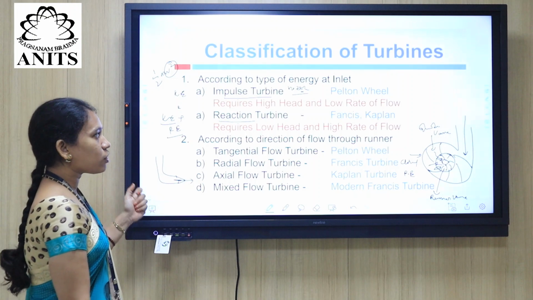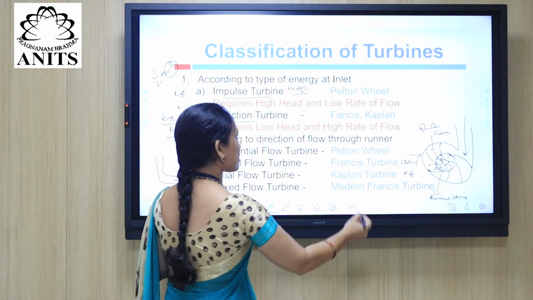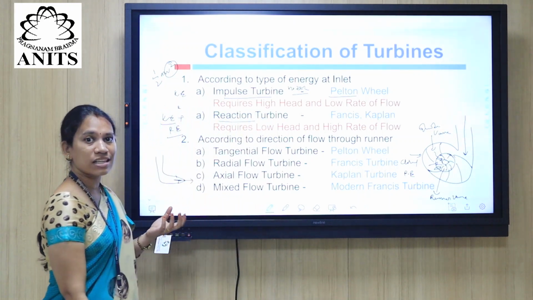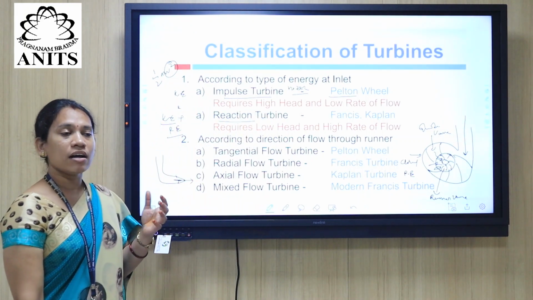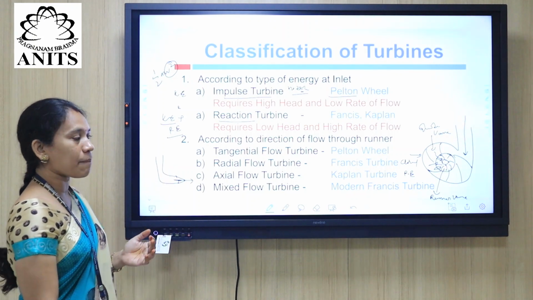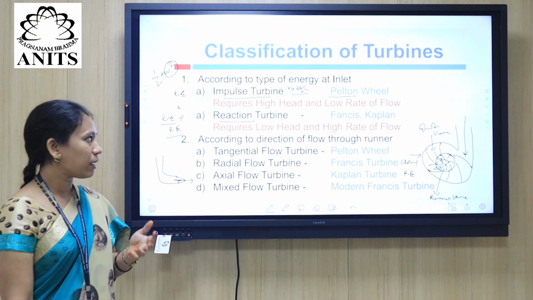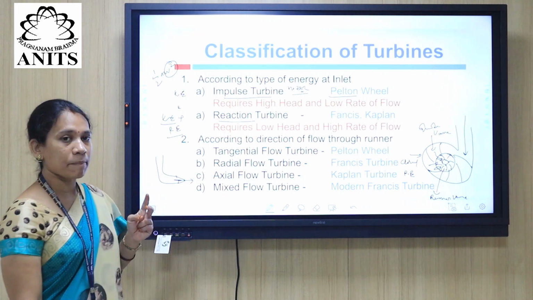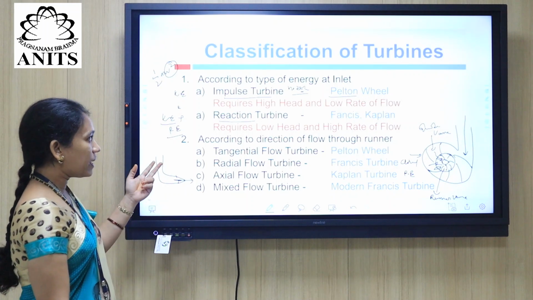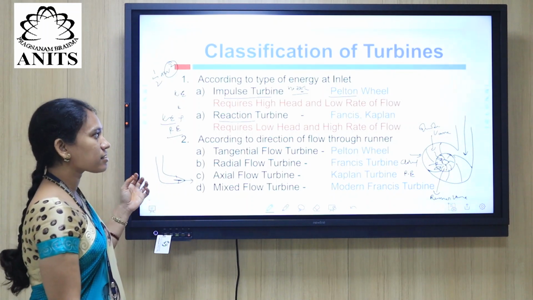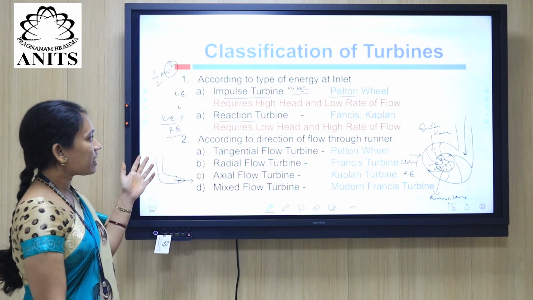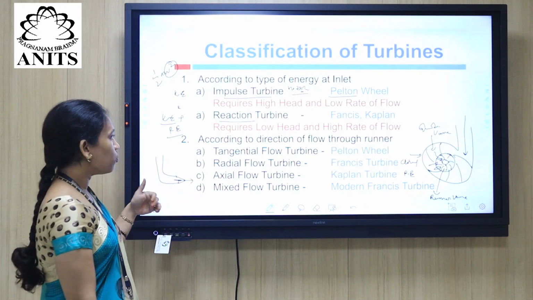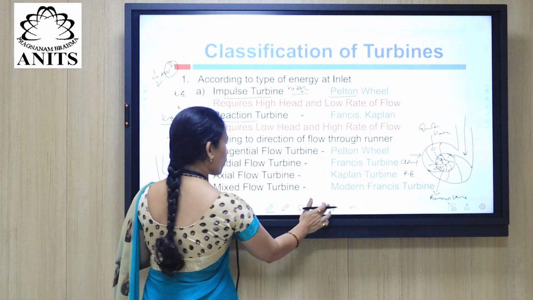An example of an impulse turbine is the Pelton wheel turbine. The Pelton turbine consists of the runner vane mechanism, but in the Francis and Kaplan turbines there is a guide vane mechanism also. This is the basic classification of turbines into impulse and reaction turbines. An impulse turbine requires a high head and low rate of flow, but a reaction turbine requires a low head and high rate of flow. Moving to the other type of classification of turbines.